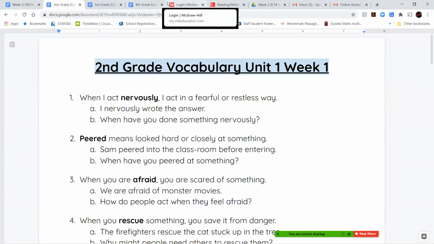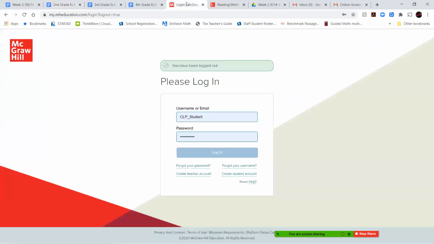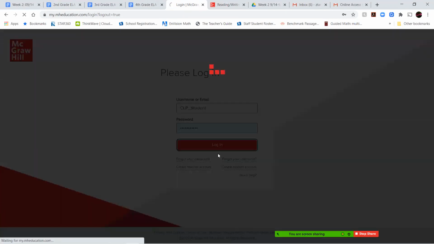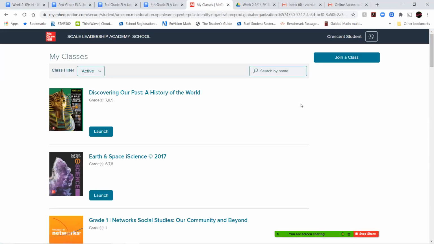Now, one of the things I want to show you that I already sent to mom and dad is the link to get to your books online. So your books, so that you can listen to your read alouds, you can access that, or mom and dad can open that up for you. They already have the username and password. Now, when you log in, you're going to see a few things.